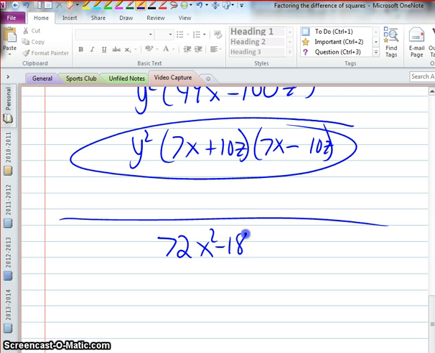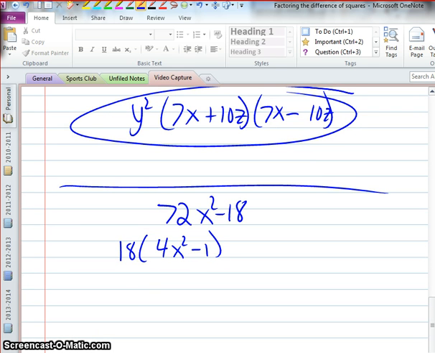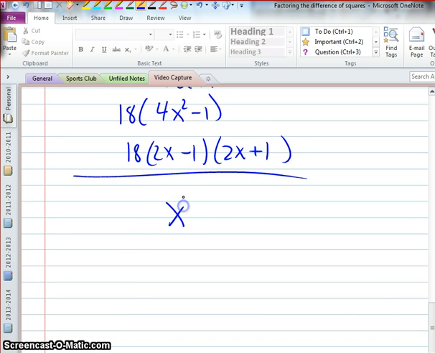72x squared minus 18. I believe they are both factors of 18. That leaves you 4x squared. Excuse me. And 18 goes into itself one time, but 1 is in fact a perfect square because it's 1 times 1. So 2x minus 1, 2x plus 1. Next, x to the 10th minus 4y to the 20th. They're strange looking. They're big, but they're perfect squares.